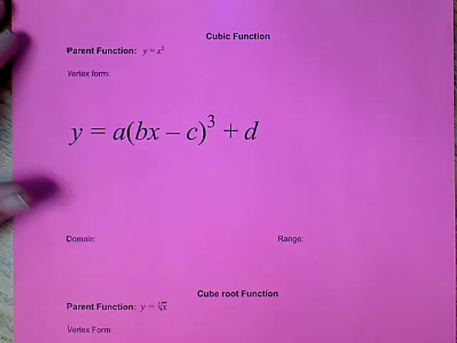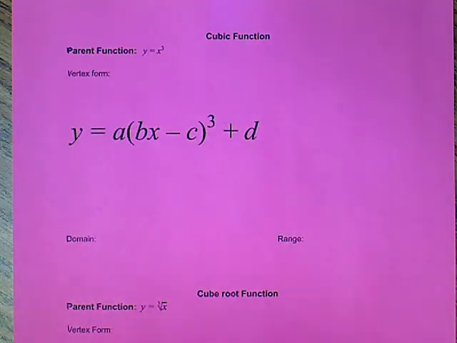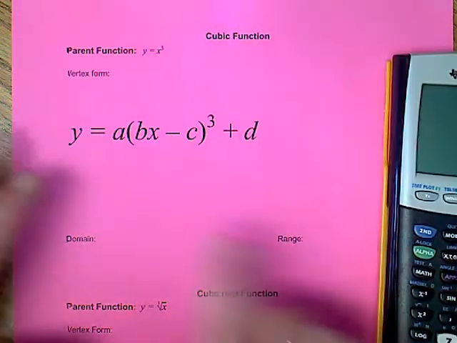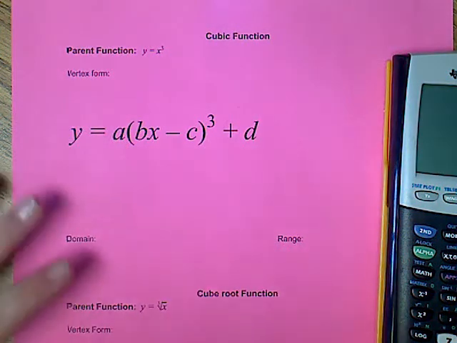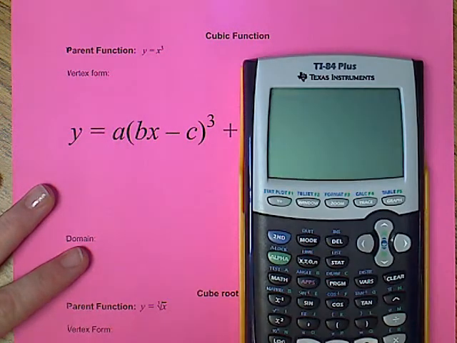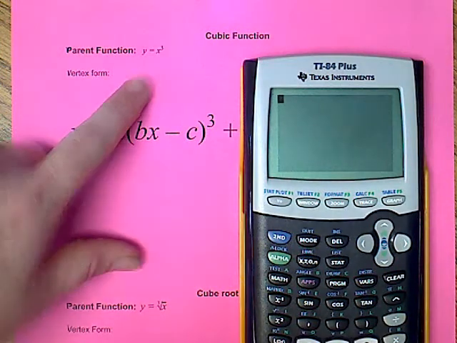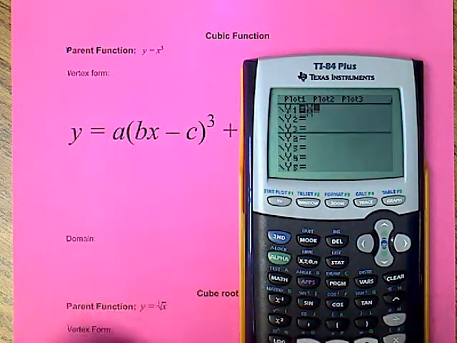11.1 Cubic and cube root functions. We're going to be working on the transformations. The first thing that you should notice is that you have A, B, C, and D here, which we have done quite a bit, so that part isn't new to you. What we do want to do is look at the parent function in the graphing calculator.